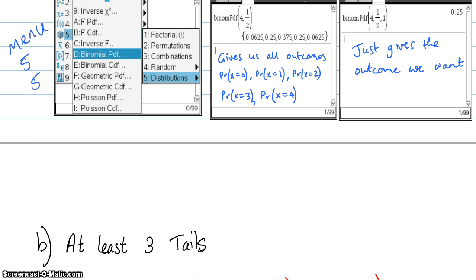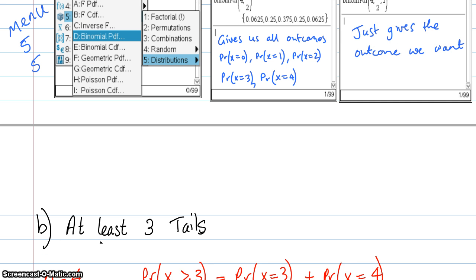So going on from our previous trial, I'm flipping the coin 4 times, and in the previous question it was what's the probability of obtaining 1 tail out of 4 flips. This time I want to explore what's the probability of obtaining at least 3 tails. So that means that out of 4 flips it could be 3 tails or it could be 4 tails.